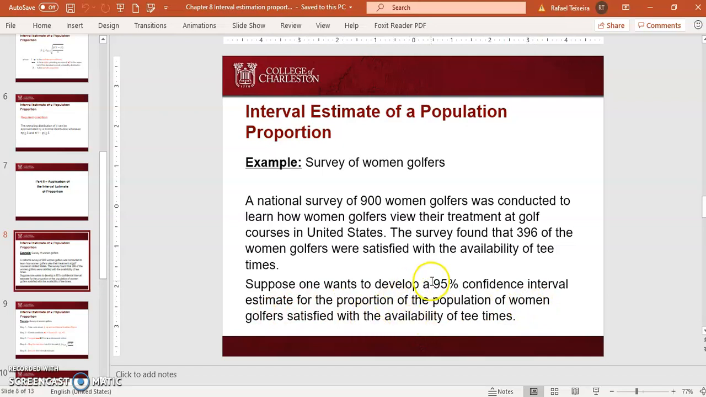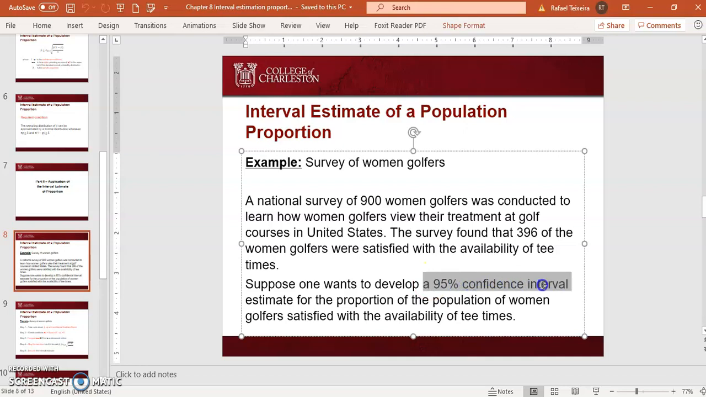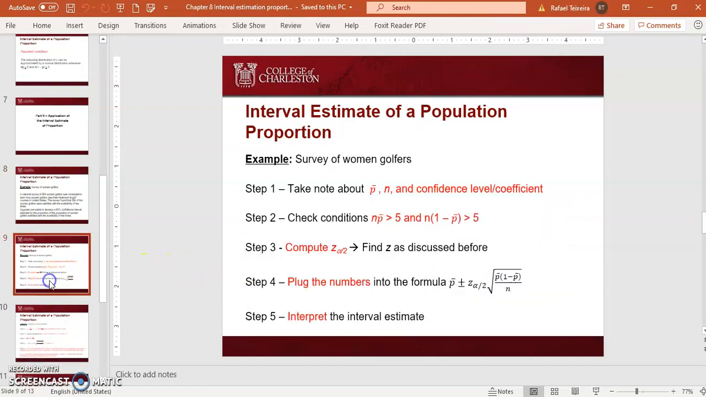Okay, so here look at that 95% confidence interval. What is the z-score associated with this 95% confidence interval? If you remember, we have three most used cases. 95% is one of the most used, it is 1.96. We computed that, but if you don't remember, you can compute that using Excel. Let's take a look at the steps I propose to help you solve this problem. First, take notes, check the conditions, compute z alpha level divided by 2 as we learned in previous videos, plug the numbers into the formula, and interpret the interval estimate.